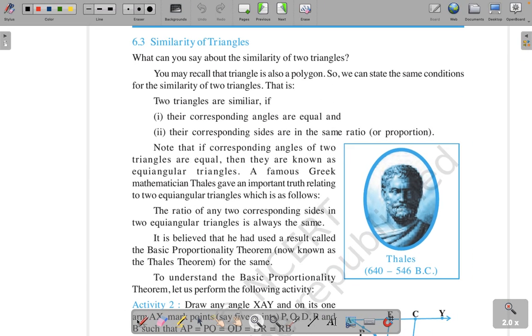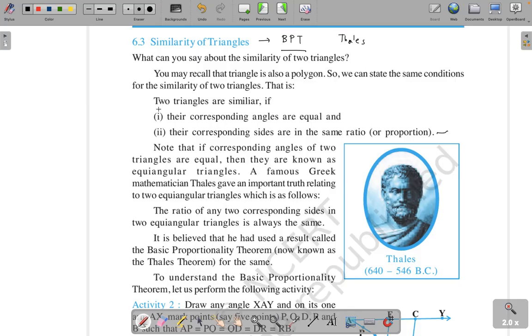So those were the very basic concepts that we went through. The most important thing here is the basic proportionality theorem, right? This is also known as Thales theorem because this was given by a mathematician known as Thales. The idea behind similarity of triangles comes from this BPT, proportionality theorem.